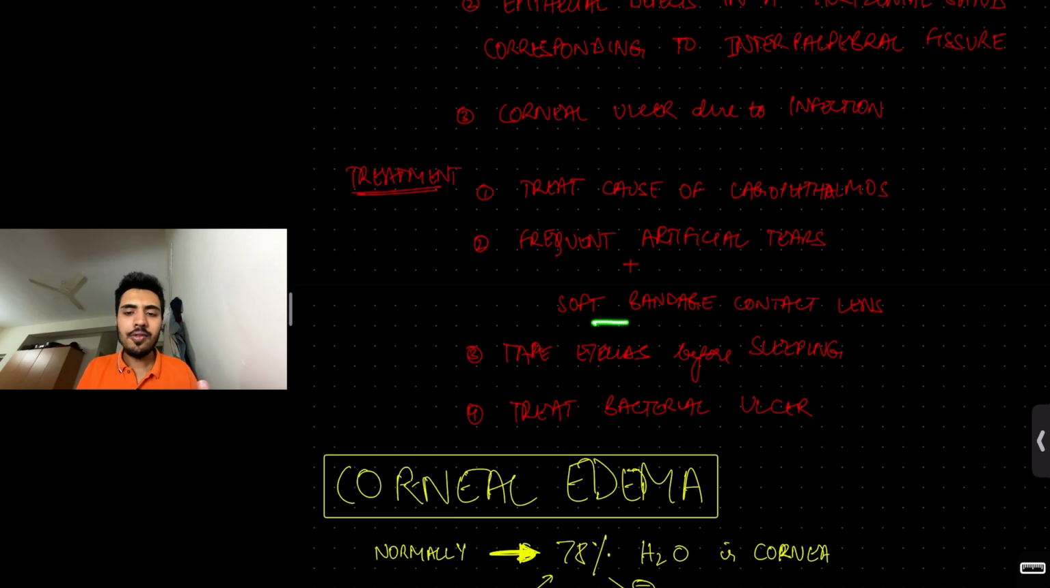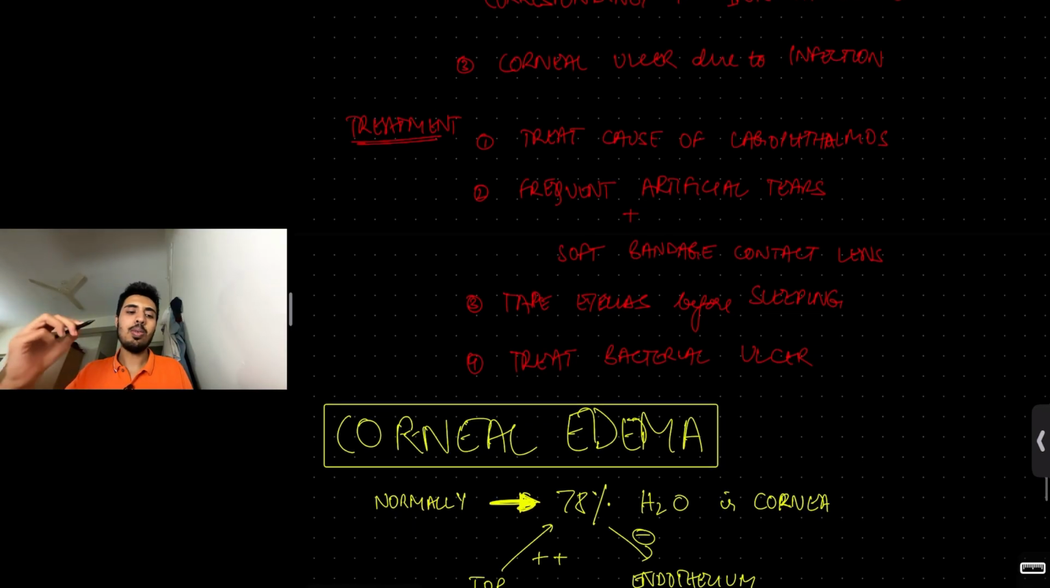You will give a soft bandage contact lens for symptomatic relief, and you will tape the eyelids. You will ask the patient to tape the eyelids together when sleeping to prevent excessive exposure. And you should also remember to treat the corneal ulcer that has come as a complication of exposure keratitis.